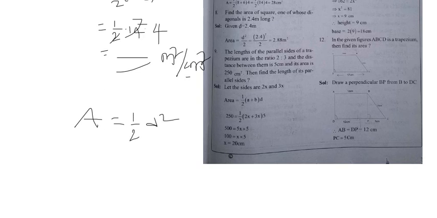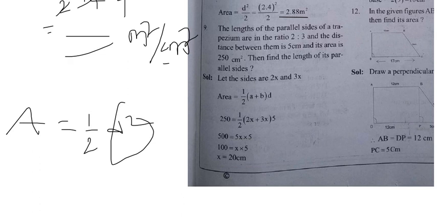Okay, and if you can, just try to solve problem number 9. The lengths of the parallel sides of a trapezium, just now we discussed the trapezium, are in the ratio 2:3. The distance between them, the h value, is 5 centimeters, and its area is also given. Then they are asking for the original lengths of the parallel sides. Initially they gave the ratio, but they are not asking for the ratio, they are asking for the lengths of the parallel sides.